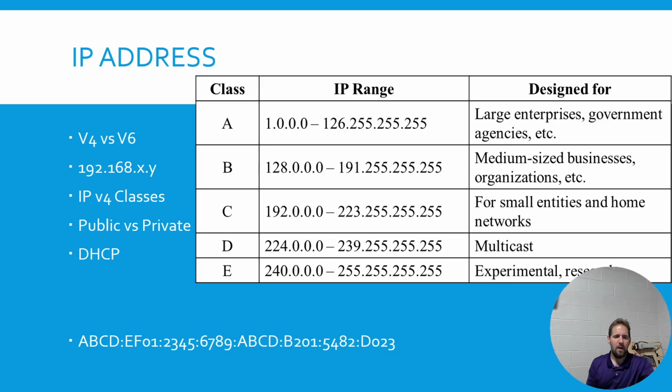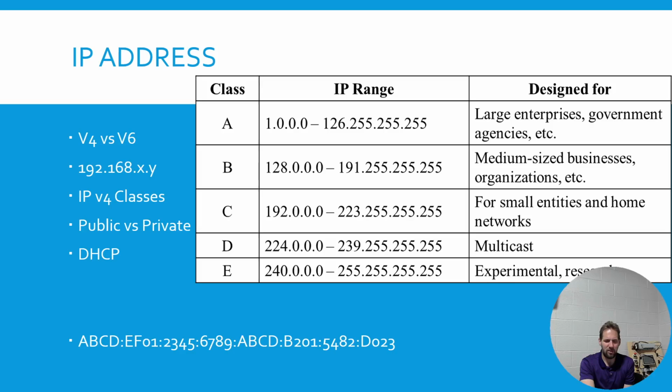All right. We also have IP addresses. You can see here 5 main classifications, A through E. A is for large enterprises and government agencies. B is for medium-sized businesses and organizations. C is for small cities and home networks. D is for multicast, and E is for experimental and research. All right, this is all assuming class 4 addresses. We are running out of class 4 addresses, so they've actually created what's called IP version 6. All right, IP version 4.